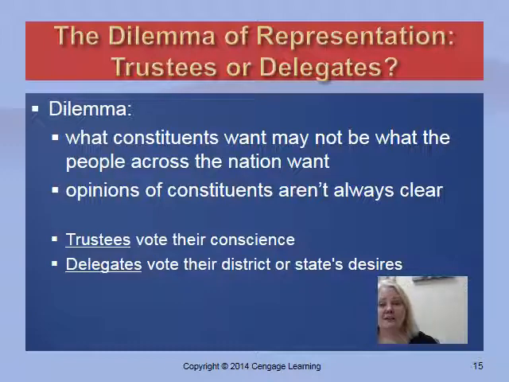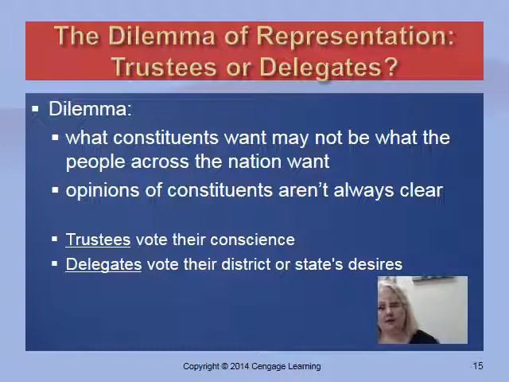So obviously that situation where a congressman is hearing different desires from all sorts of different constituents creates a dilemma. So what happens when constituents maybe don't want the same thing, or when constituents of one state don't want what people across the nation want?